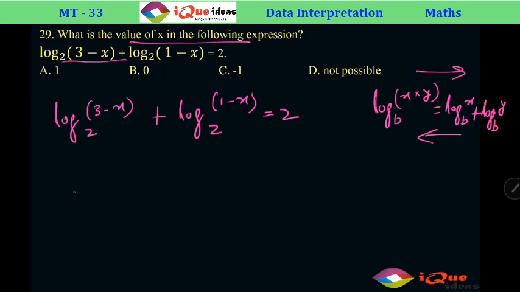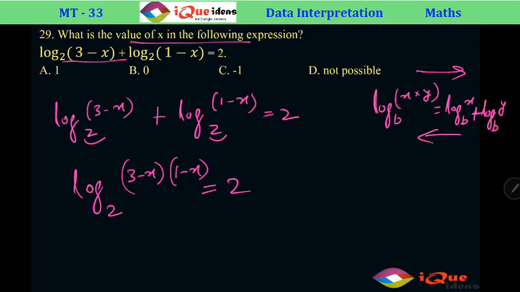So what we can do is we can take the same base 2 and 2, so we can combine them. So log to the base 2 and the numbers inside will get multiplied. So it is 3 minus x into 1 minus x, that is equal to 2.